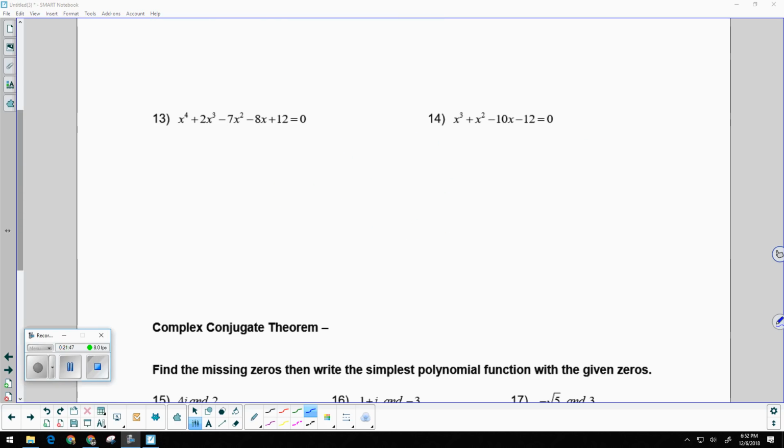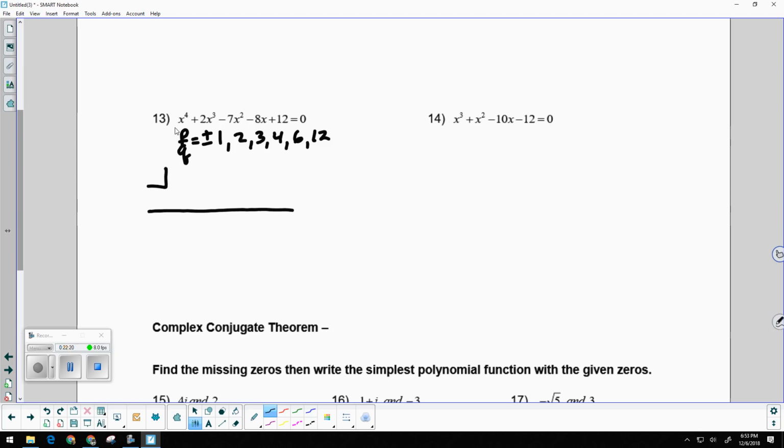Turn to number 13. In number 13, if I went through my P's and my Q's, because that's the first step, P over Q is going to generate for me this list: plus or minus 1, 2, 3, 4, 6, and 12. Then I am going to use synthetic substitution with one of those numbers. I'm going to choose -3.